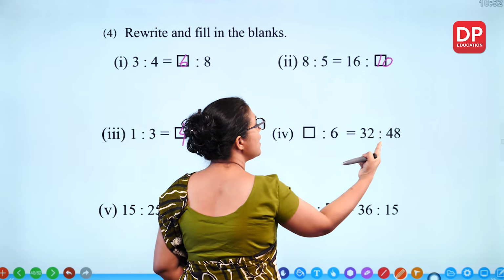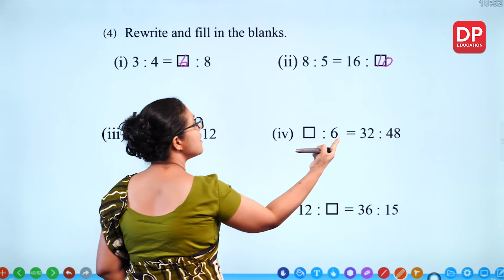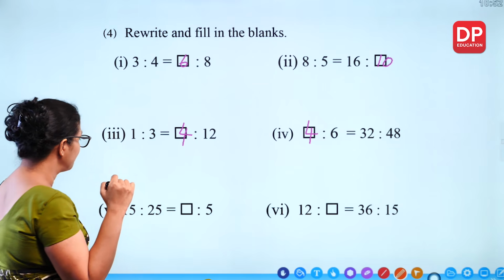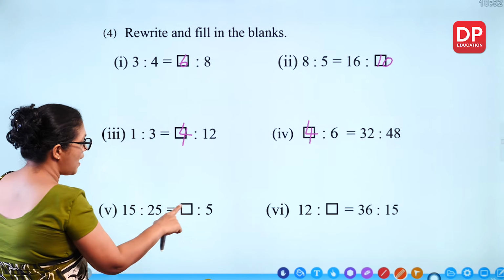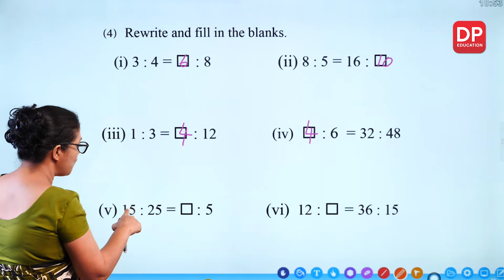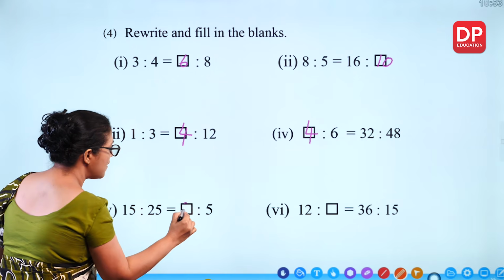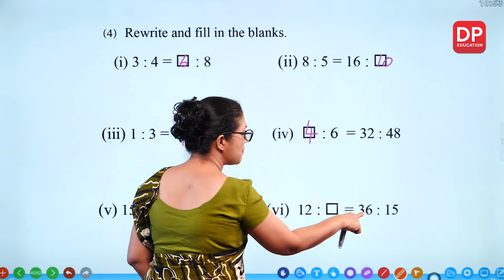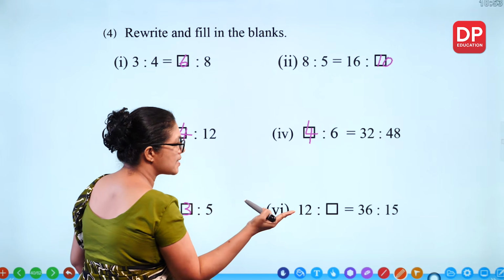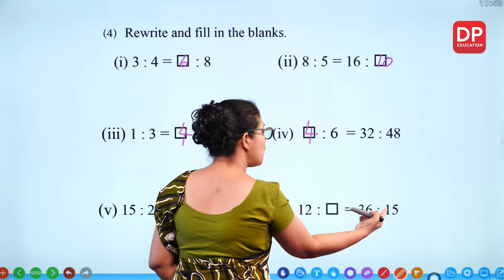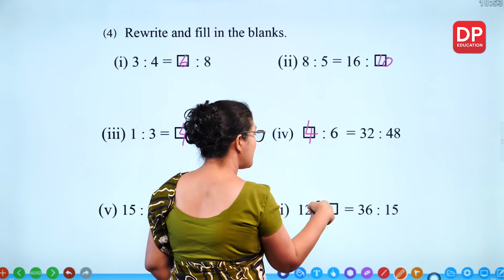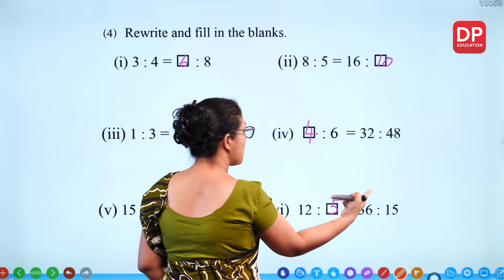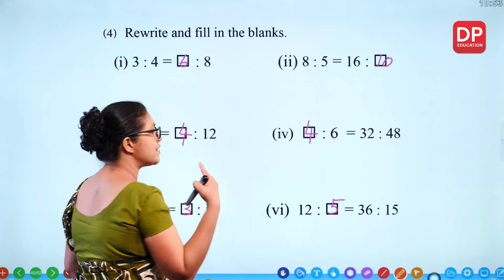So what do you do here? You divide by 8. 32 divided by 8, that's 4. 25 becomes 5, divided by 5. 15 divided by 5, that's 3. 12 multiplied by 3, 36. So the reverse way. 36 divided by 3 is 12. 15 divided by 3 is 5.